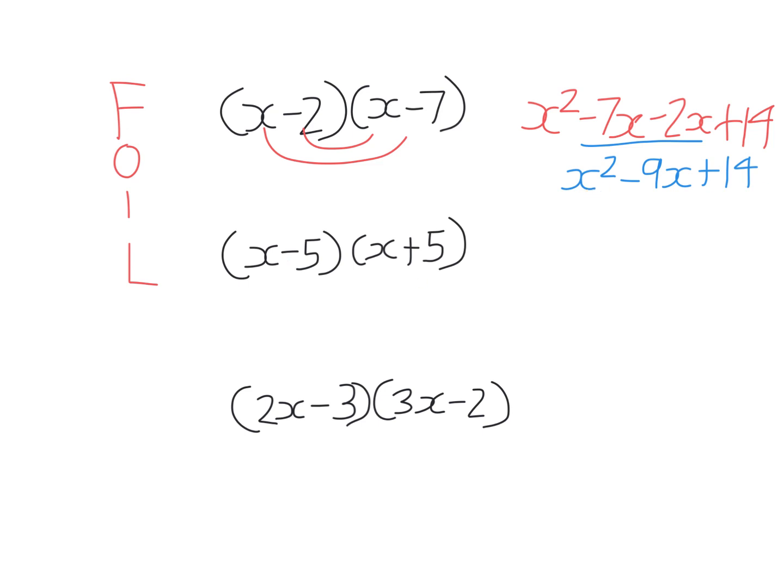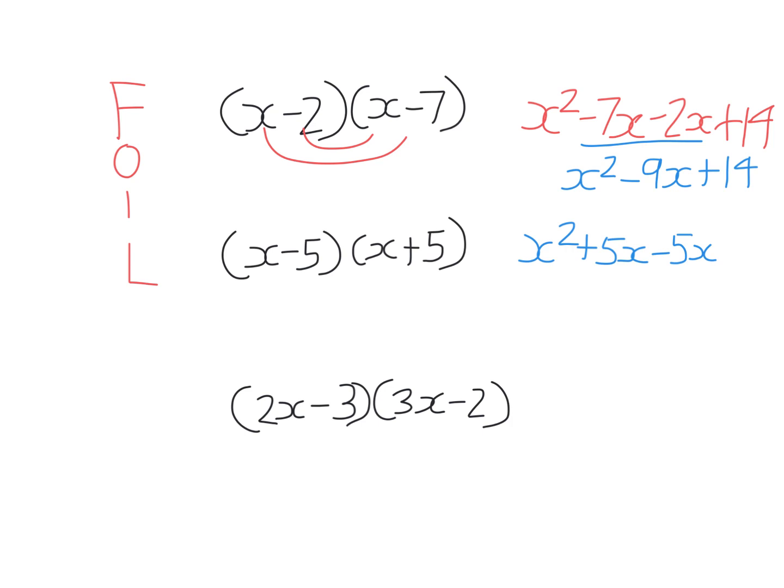All right, what about x minus 5 times x plus 5? So let's use FOIL again. First, x times x just gives you x squared. Outsides, x times positive 5 gives you positive 5x. For the insides, it's negative 5 times x. So this time it's negative 5x.